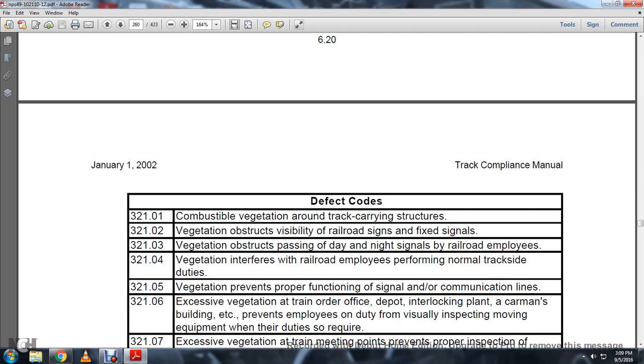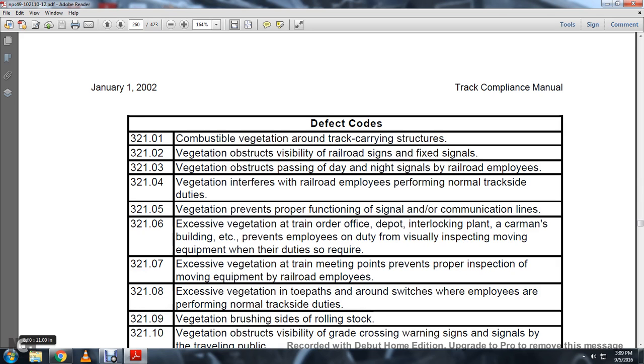Alright, defect codes 32101 through 32110. 32101, combustible vegetation around track carrying structures. 32102, vegetation obstructs visibility of railroad signs and fixed signs. 32103, vegetation obstructs passing day, night, and signals by railroad employees. 32104, vegetation interferes with railroad employees performing normal trackside duties. 32105, vegetation prevents the proper functioning of signal and communication lines.